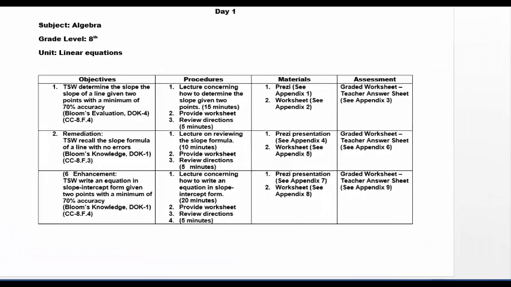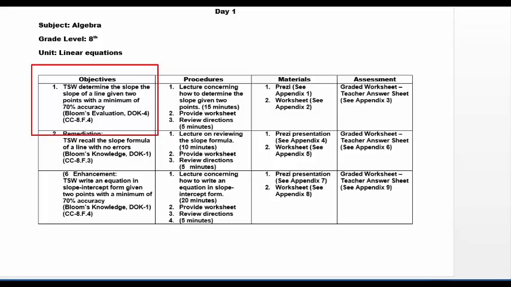Alright, so this will be one of the lesson plans we're going to look at that was submitted by a student. You'll see it says day 1, subject algebra, grade level 8th grade, and the unit is linear equations. So let's just look at objective number 1 and how they wrote this objective. It states the student will determine the slope of a line given 2 points with a minimum of 70% accuracy.